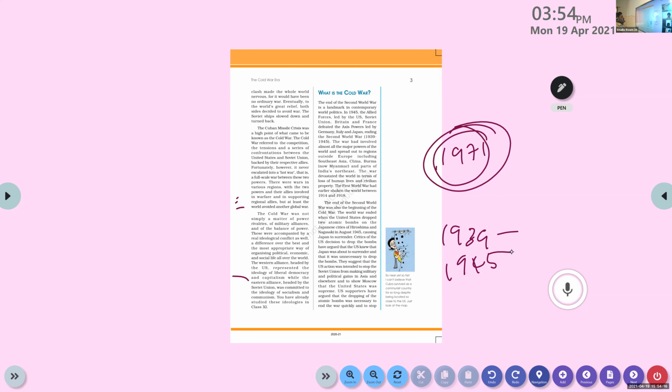The war had involved almost all the major powers of the world and spread to regions outside Europe, including Southeast Asia, China, Burma, present-day Myanmar, and parts of India's northeast. The war devastated the world in terms of loss.